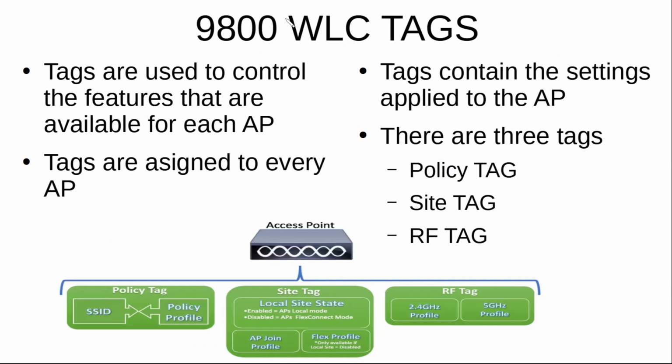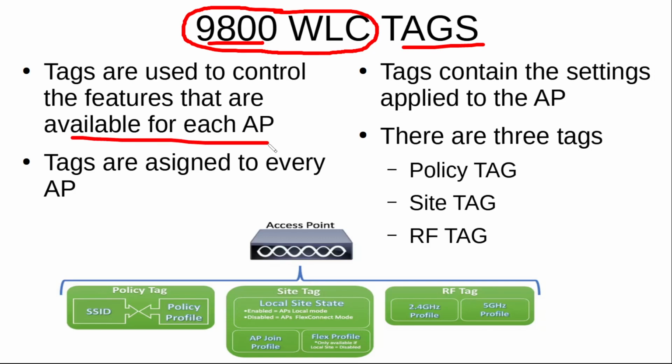For the most recent wireless LAN controller series, that is the hardware Catalyst 9800, you will use tags. Tags are used to control the features that are available for each access point. These are assigned to each access point and contain the settings applied to the access points. There are three types of tags: policy tags, site tags, and radio frequency tags.